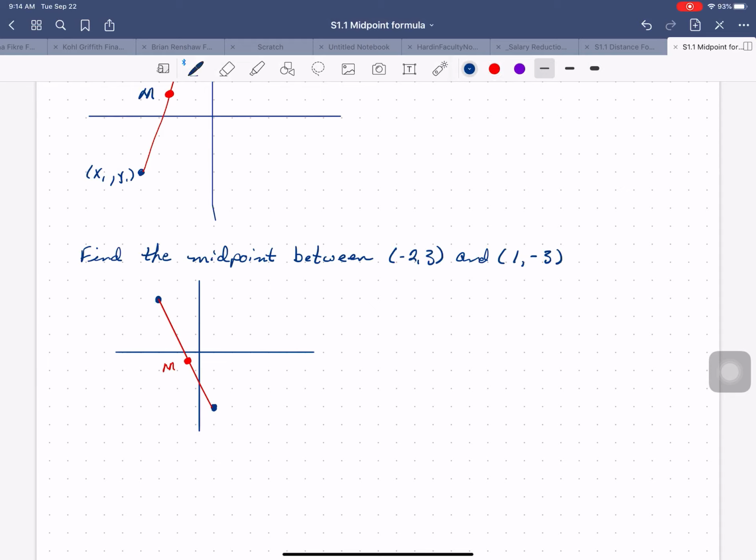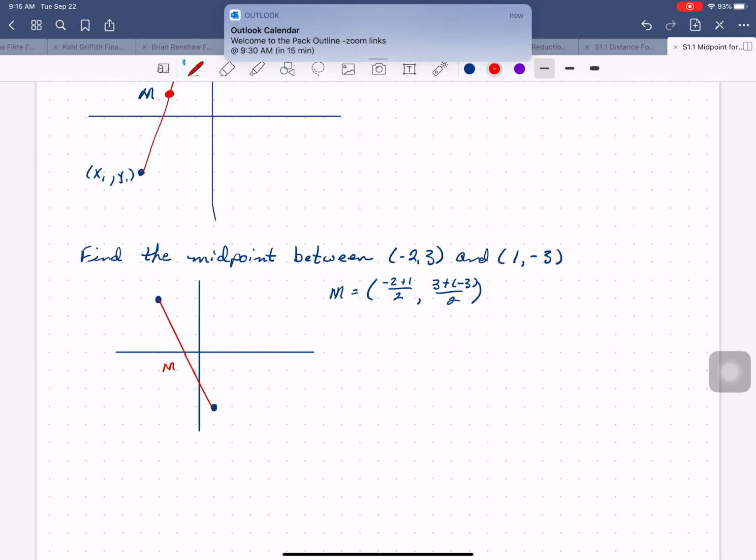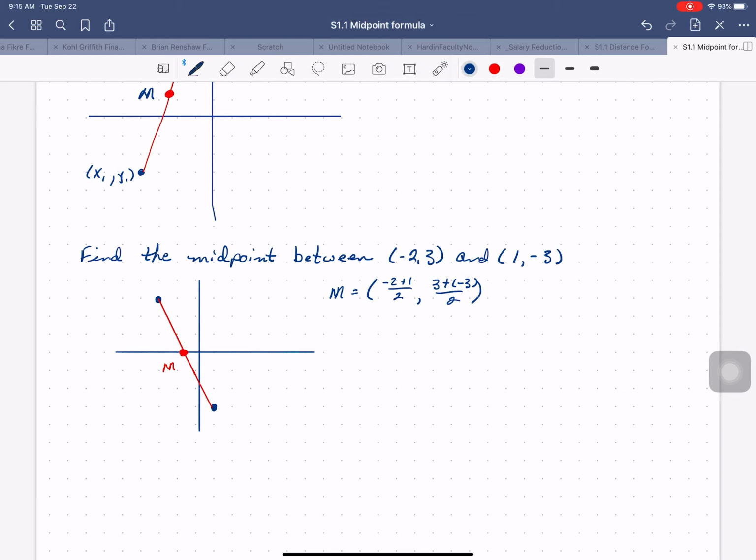So to find the coordinates of that point, we add our 2 x-coordinates together and divide by 2. And we add our 2 y-coordinates together and divide by 2. And sure enough, I have my point in the wrong spot. Let's move that guy. Oops. He should be right here. That's where I was going to put him to begin with. Okay. So my midpoint is at the coordinates -1/2, 0.